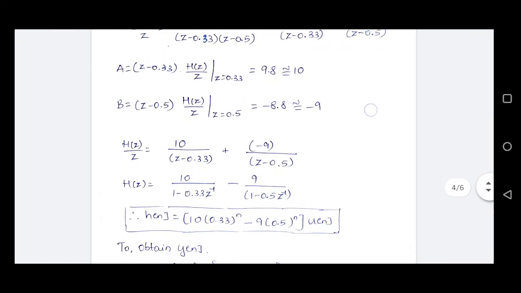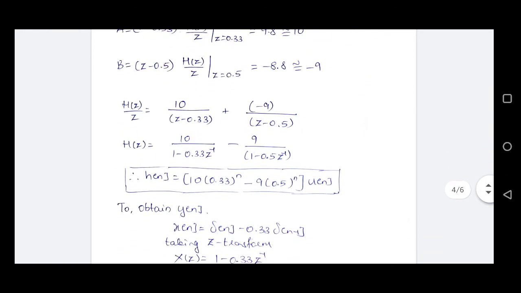Using this, H of z divided by z can be written as 10 divided by z minus 0.33 plus minus 9 divided by z minus 0.5. And writing this for the negative power of z by sending z to the other side, we obtain 10 divided by 1 minus 0.33 z inverse minus 9 divided by 1 minus 0.5 z inverse. Therefore, taking the inverse z transform of each term, h of n can be written as 10 times 0.33 to the power n minus 9 times 0.5 to the power n, u of n.